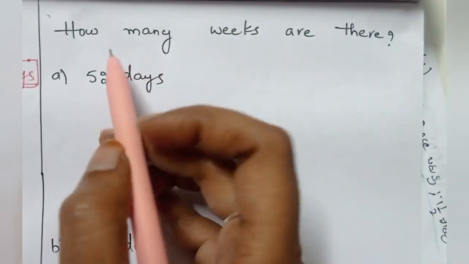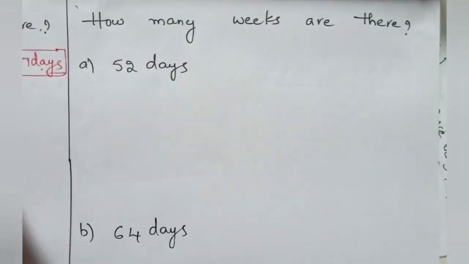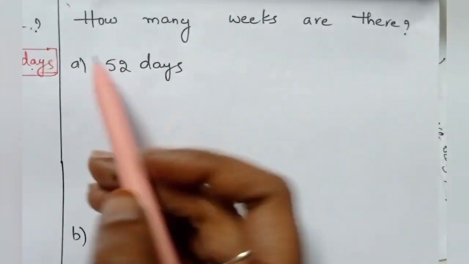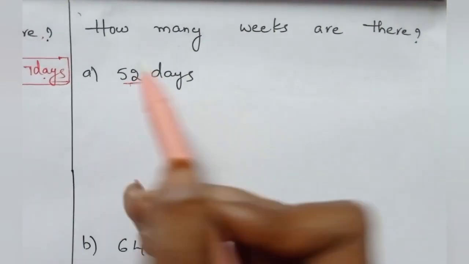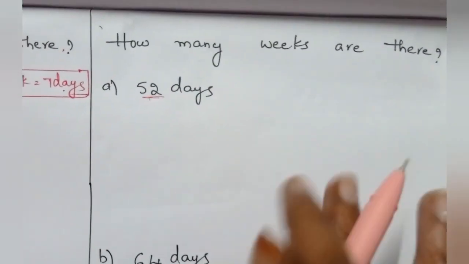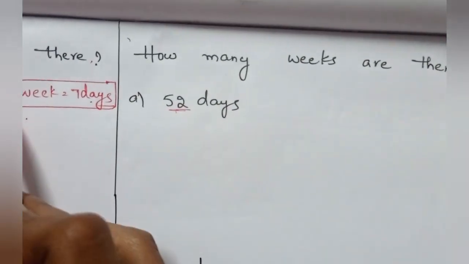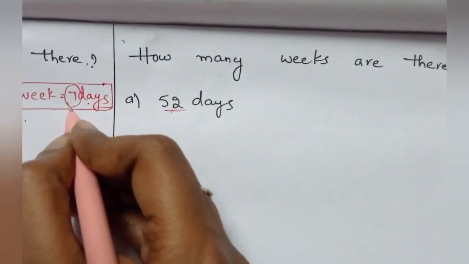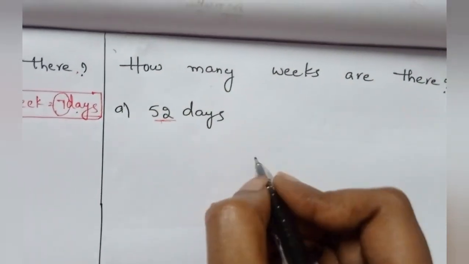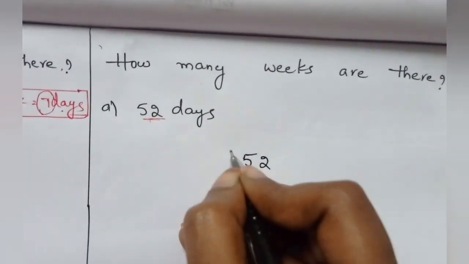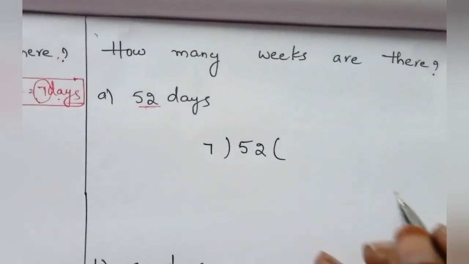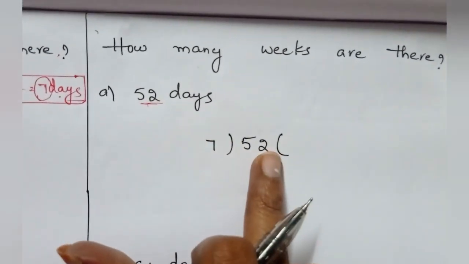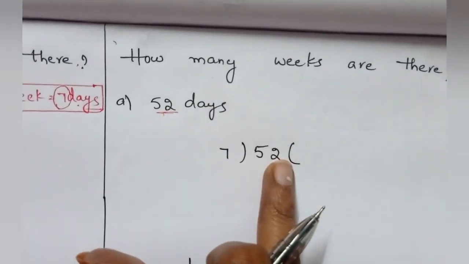Let's see the next one. How many weeks are there? Here you have to observe. 52 days they have given, and we have to find out how many weeks are there in that. So the same point, 1 week is equal to 7 days, so we have to divide by 7. When I divide 52 by 7, I will not get 52 in the 7 table. What do I have to do? Sit and cry? No, right?